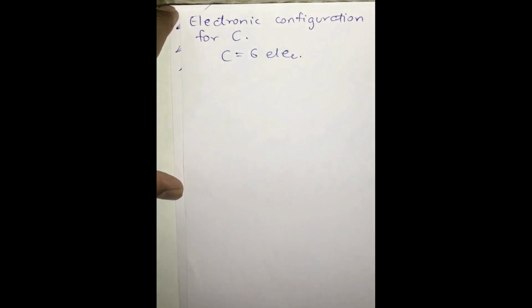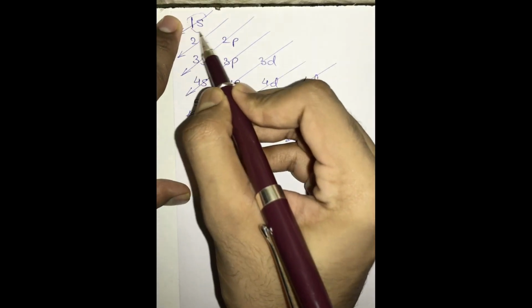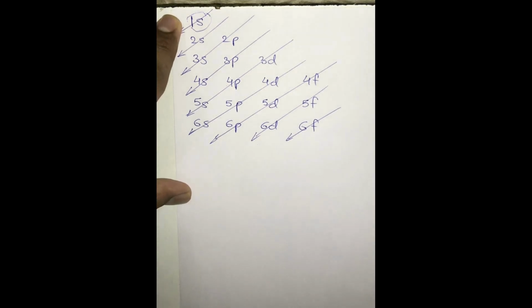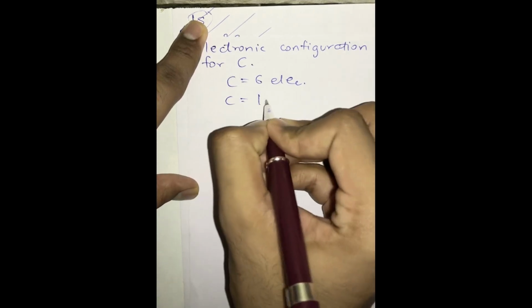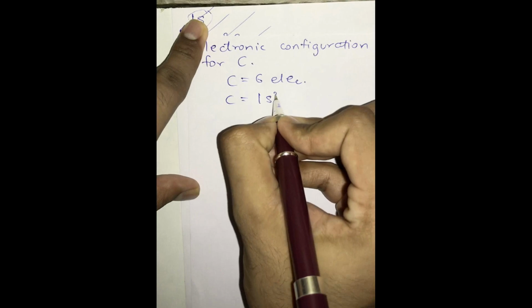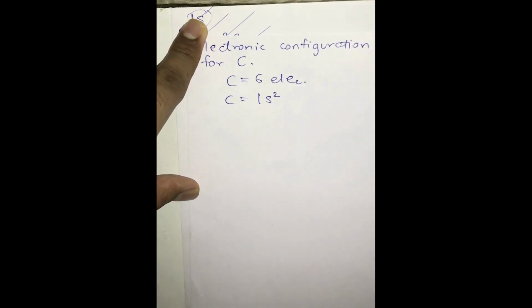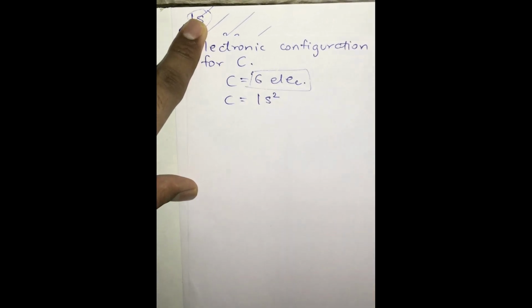Am I right? So now, according to our energy level diagram, 1s has the least energy. Am I right? 1s has the least energy. So the electrons will first fill the 1s. And as mentioned earlier, in an s subshell there can be a maximum of 2 electrons. So in 1s, only 2 electrons can be accommodated. Now out of these 6 electrons, 4 electrons are still remaining.